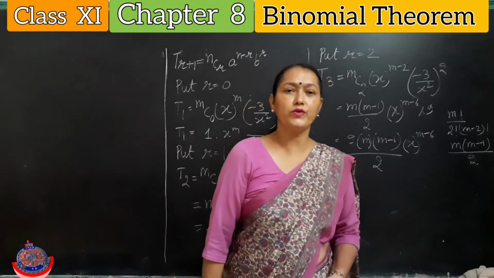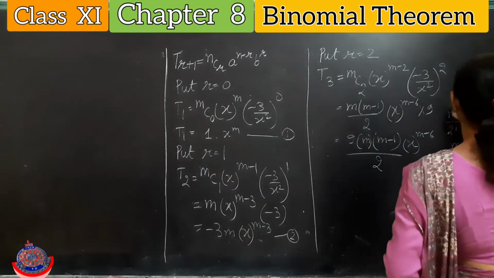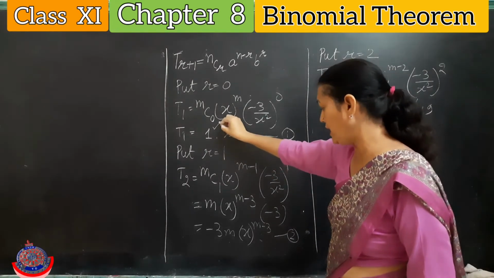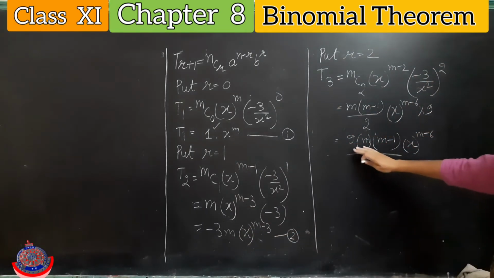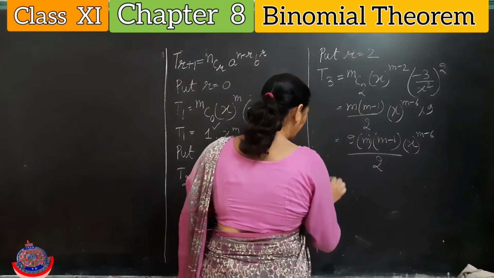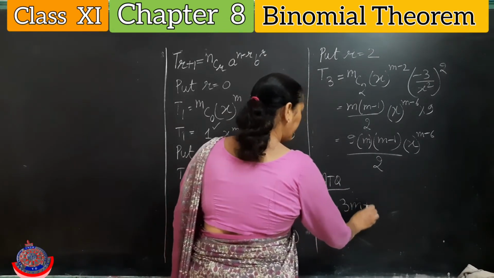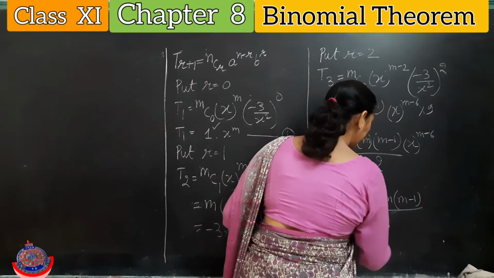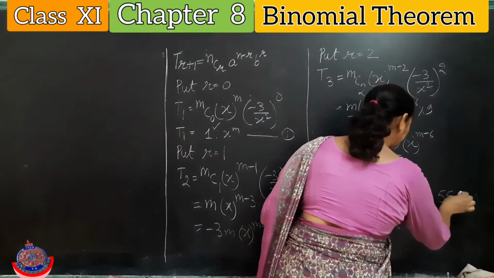Now, according to the question, if we add the coefficients of these terms, we will get our sum as 559. Coefficients means what? First term coefficient is 1. For the second term, the coefficient is minus 3m. And for the third term, the coefficient is 9m(m minus 1) upon 2. So, if we add these coefficients, 1 minus 3m plus 9m(m minus 1) upon 2, this sum is equal to 559.